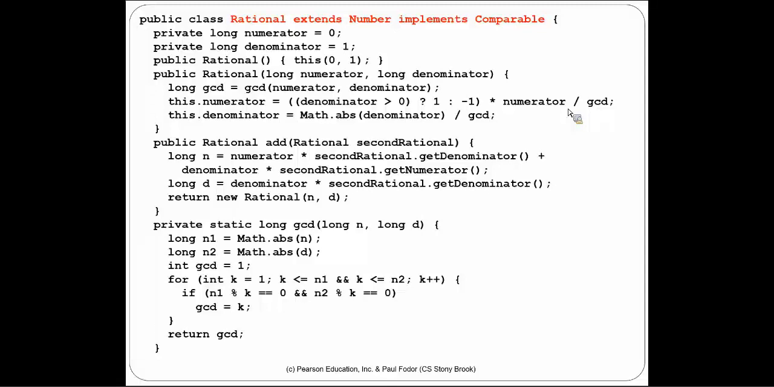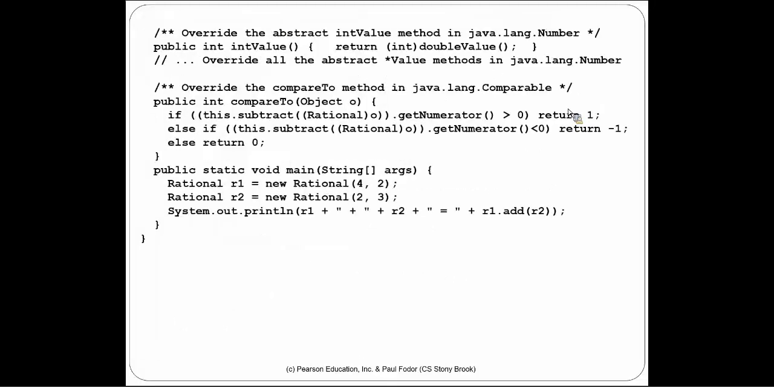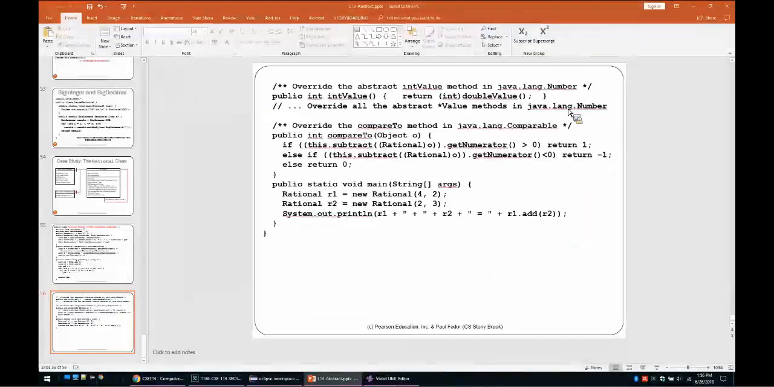So for instance, it stores 1 divided by 2. It also stores 2 divided by 4 internally as 1 divided by 2, because it simplifies the ratio until the numerator and the denominator are coprime. So we can implement all of the methods that are required for two rational numbers. Basically, we can compare rational numbers, we can store them in memory, and so on. So this is basically all for today.